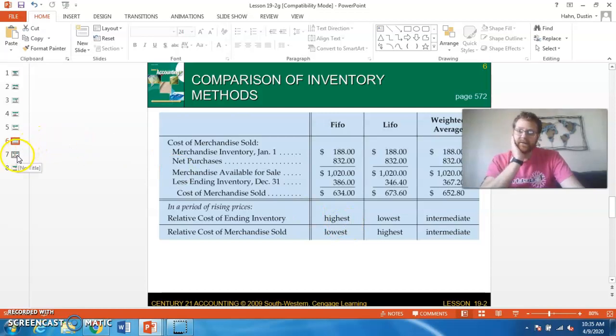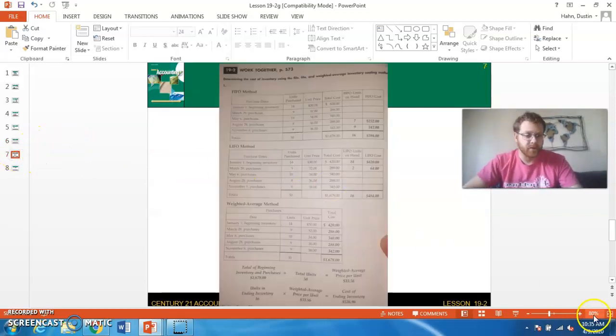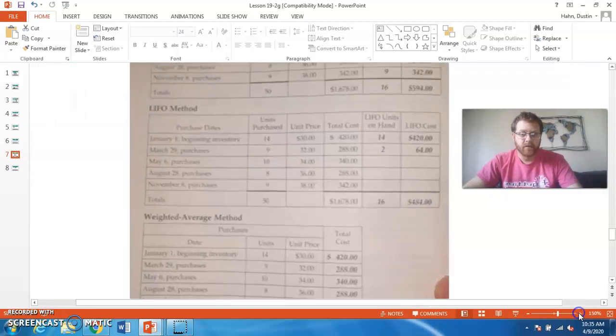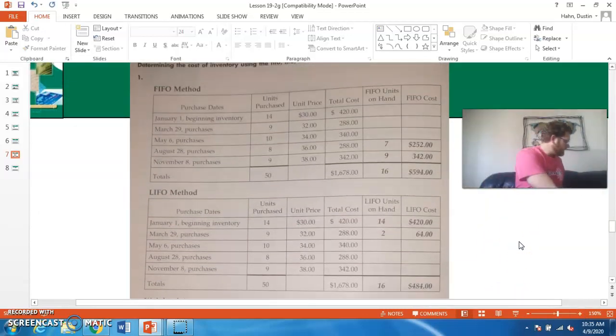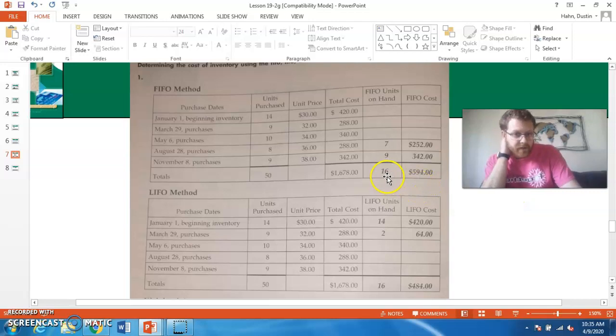Okay, now let's get started on the work together. Let me zoom in a little bit so you guys can read this a little easier as well. Alright, so the work together: calculate the cost of ending inventory using FIFO, LIFO, and weighted average methods. There are 16 units in ending inventory. So here's where that 16 comes into play.